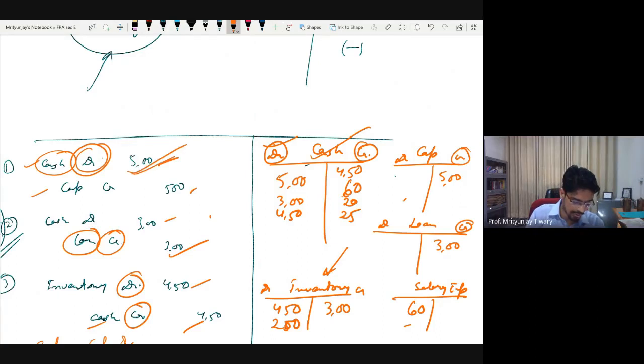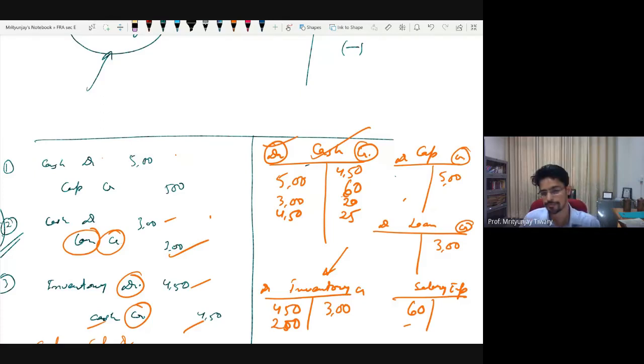So I went to cash in the debit side, put 5 crore. I went to capital, I went to credit side and put 5 crore, so on and so forth. And this process I will repeat for every line on the journal entries. Everything clear up till here? Our step number 3 is almost finished, not yet completely finished.